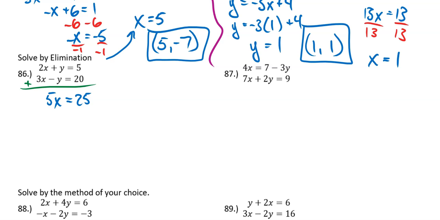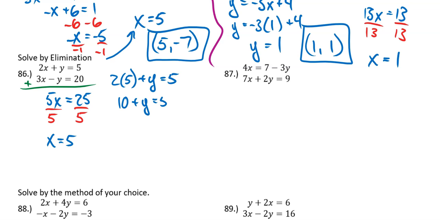And now I continue to solve. I'm once again left with an equation that only has an x in it, that only has one variable. So I divide each side, so I get x equals a 5. But now I still have to plug this back in and find y. So I'm going to plug it into this first one, so 2 times 5. And it doesn't matter which equation you choose, okay? I'm plugging it into that first equation, and now solving for y. Subtract the 10.